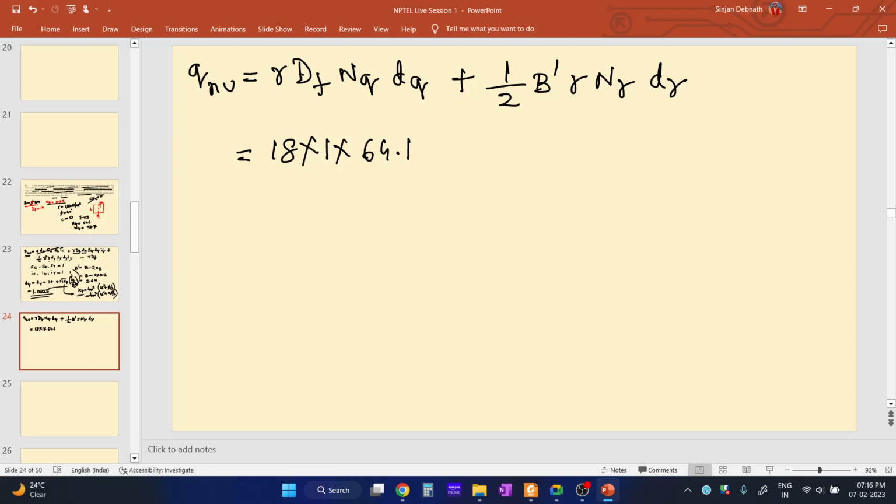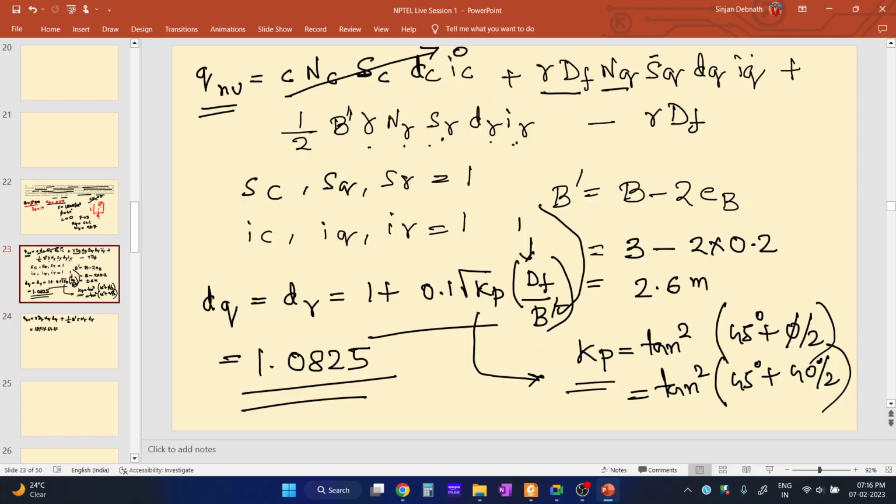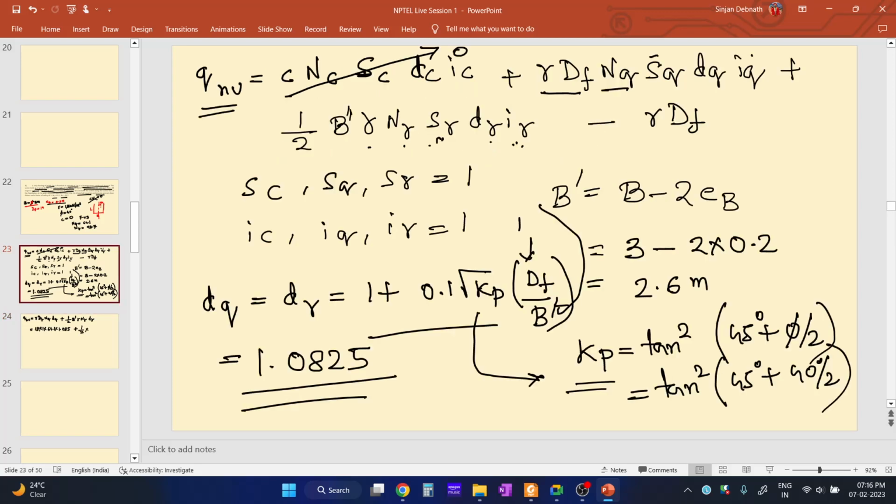And what is the value of dq? All the other factors, that is sq and iq, are 1, so I'm not writing sq, iq, s gamma, i gamma; all these are 1. So what is the value of dq? Dq is 1.0825. Plus half of b dash. This one is the value of b dash, 2.6.